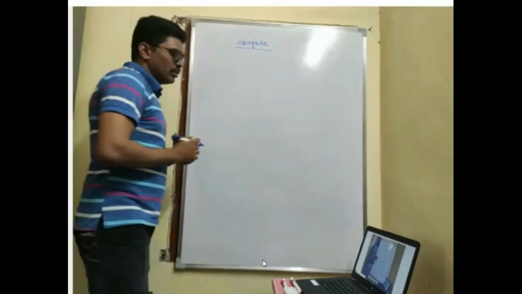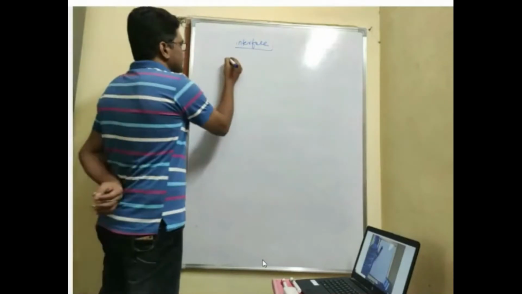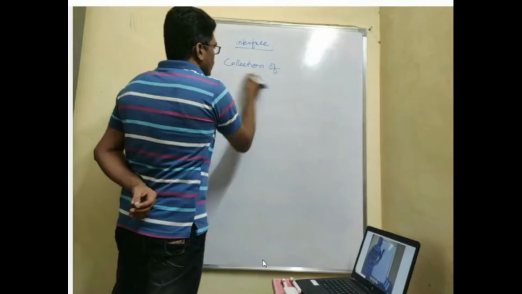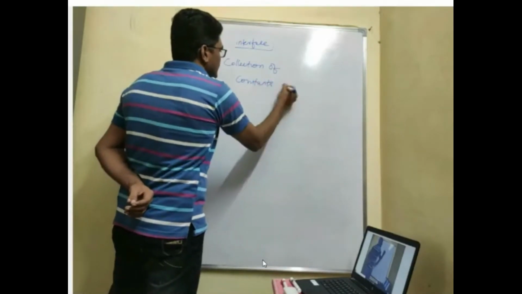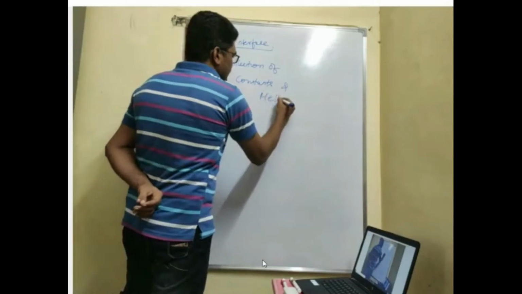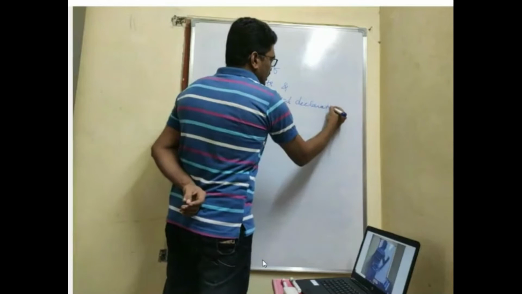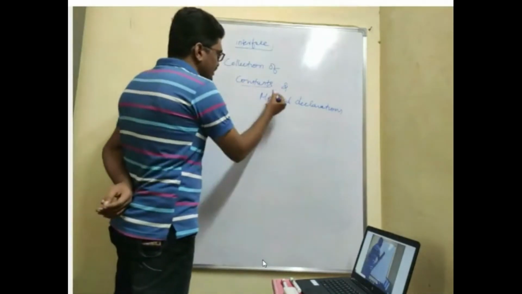Okay, we'll move on to the next concept that is called interface. So what is interface? Interface is a collection of constants and method declarations. Interface is a collection of constants and method declarations.